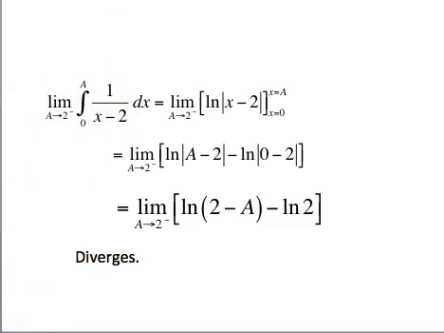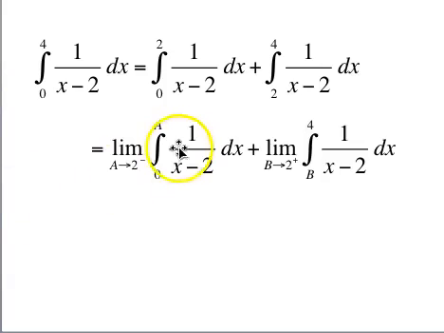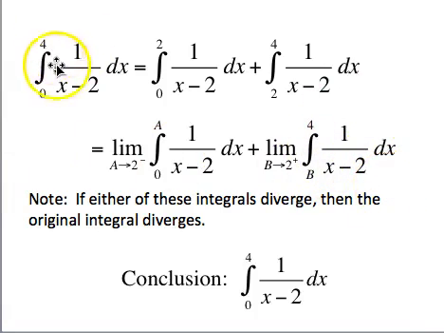So remember, we started with two integrals in the first part. We wrote it this way, and this integral doesn't exist. We did the limit and showed that that limit diverges. So if either of these integrals diverge, then the original integral diverges. I don't care about this second integral. My conclusion is that the original integral also diverges.